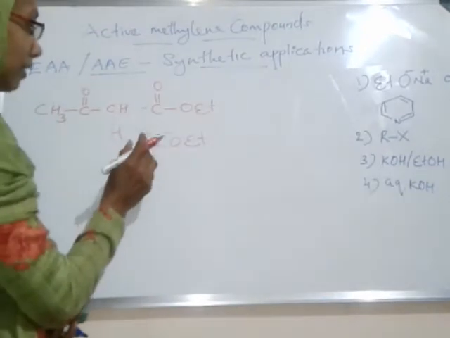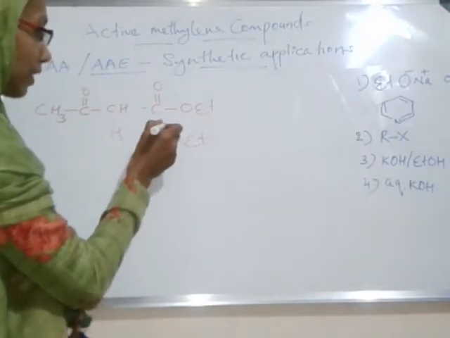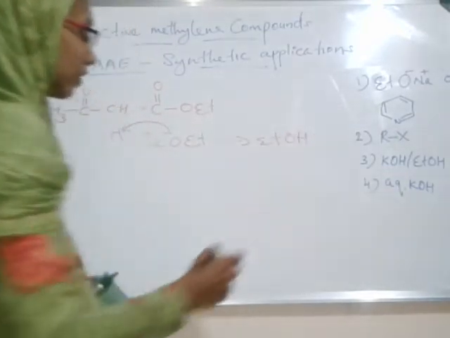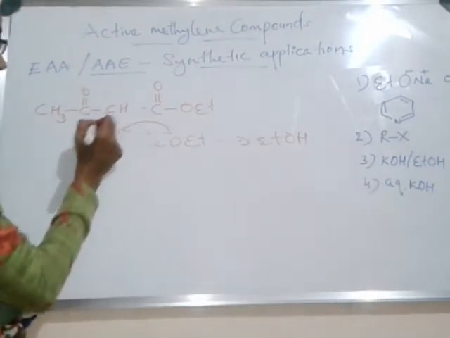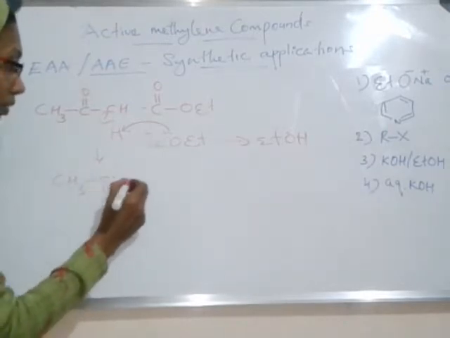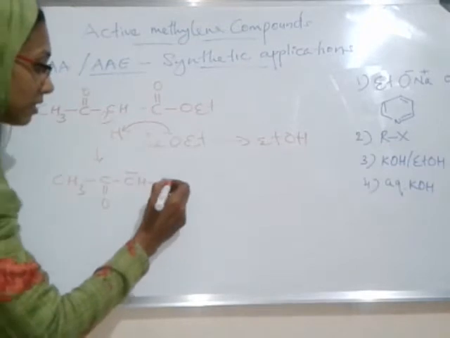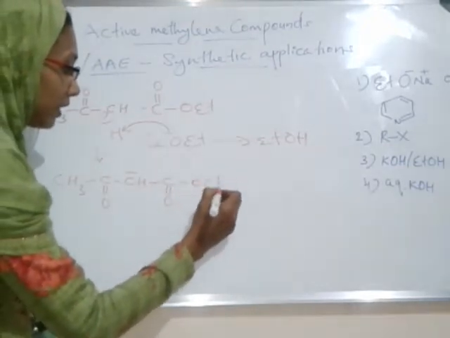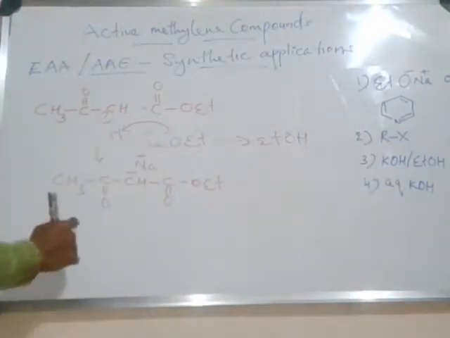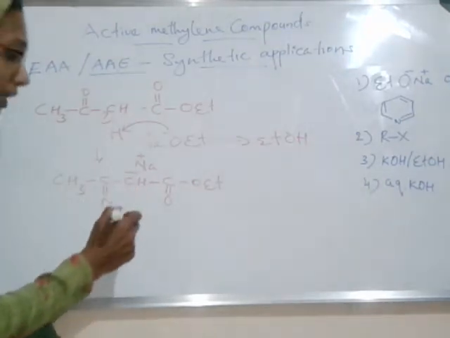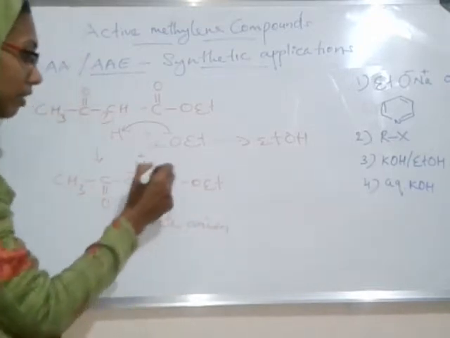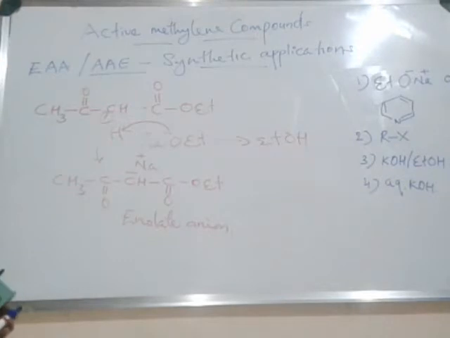plus, then this electron pair takes this hydrogen and forms ethanol, EtOH, and here the electron is shifted to this methylene carbon atom and we get CH3, C double bond O, CH minus, C double bond O, OEt with Na plus as the counter ion. This is the sodium salt of ethyl acetoacetate, or this is the enolate anion with the counter sodium ion. So it is a sodium salt.